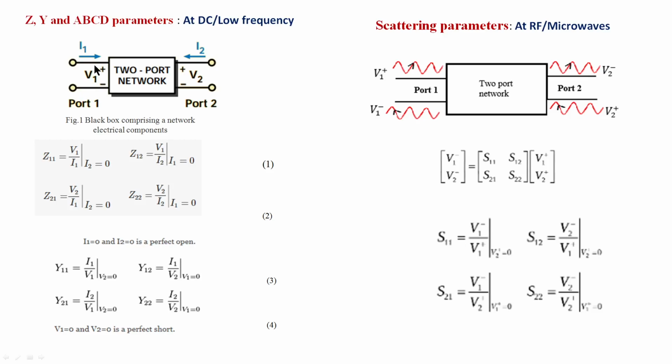And also the phase of the wave may vary over this line. We cannot get an exact voltage measurement at RF and microwave frequency. Because you see here, we can see the wave over the line like this. See, this is the wavelength. It may be in the order of a few millimeters or a centimeter.